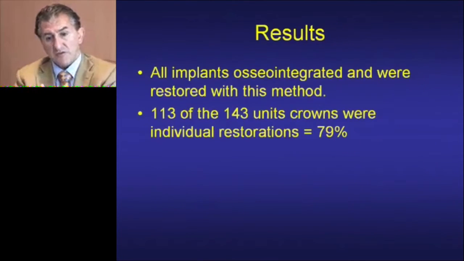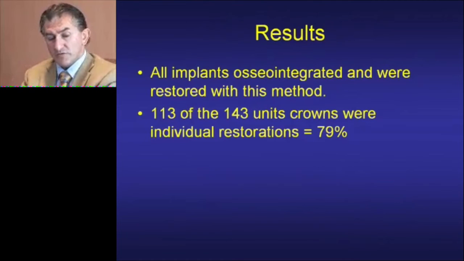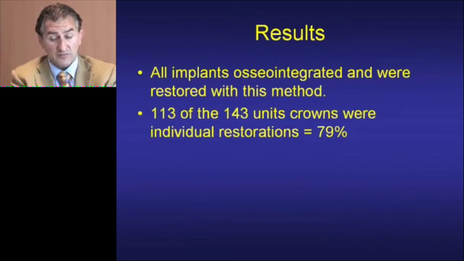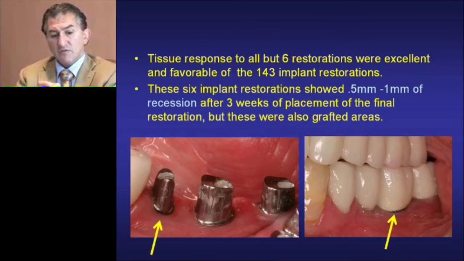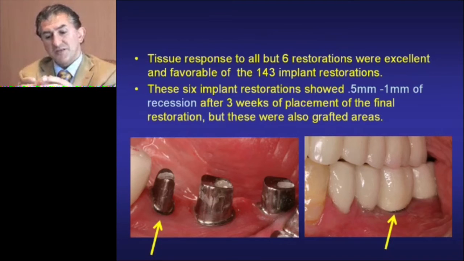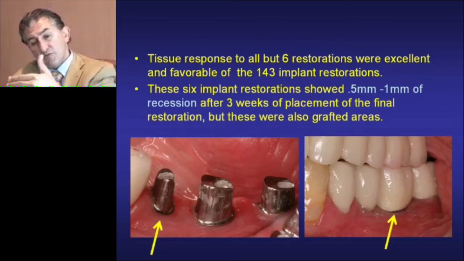Some of the results, the implants that we restored with this method, 113 happened to be individual units, so 79% of them are individual units. Now the tissue response to all but 6 restorations was excellent. Well, what happened? What we realized in the first 20 or so restorations, when we placed the abutment in position, the tissue happened to roll over.